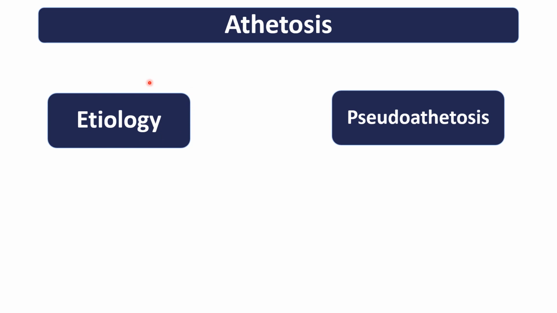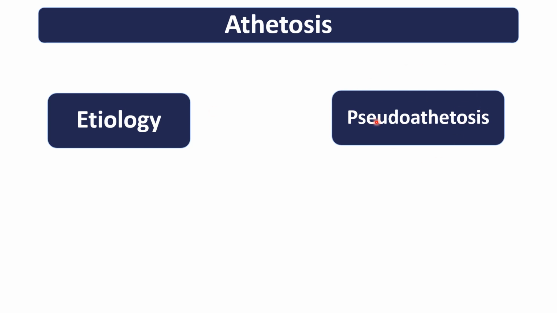Now the etiology of athetosis, generally it is congenital, seen due to perinatal injury to the basal ganglia, and athetotic CP is due to pathological changes in the caudate and the putamen. Double athetosis is associated with status marmoratus of the basal ganglia due to anoxic birth injury.